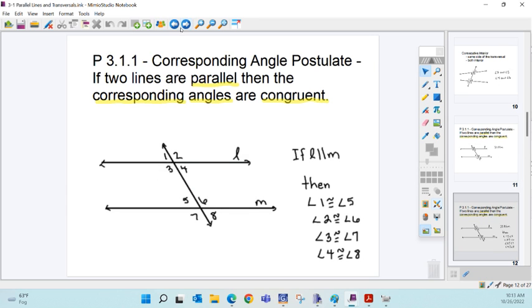Please write this part in. Angle 1 is congruent to angle 5. Don't forget what the angle symbol looks like. Don't forget what the congruent symbol looks like. So angle 1 is congruent to angle 5. They are corresponding angles.